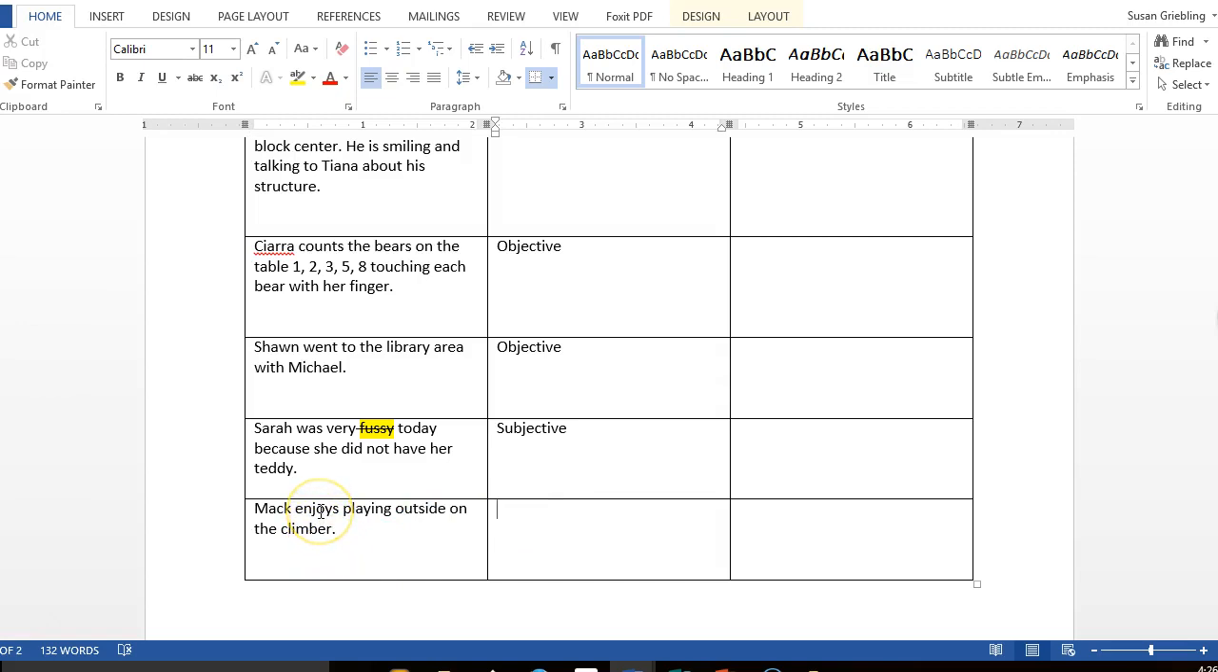I'm not going to ask you to write it down this time, but hopefully you've noticed that this word enjoys is a very subjective term, so we would want to take that out. And then I would like you to try rewriting this without the word enjoys, and tell me how you would know that Mac, a child playing outside on the climber, was enjoying it.